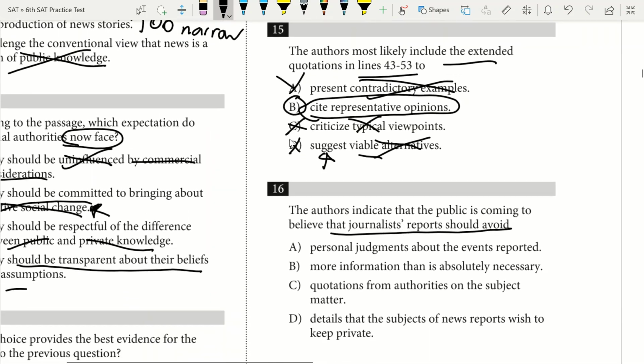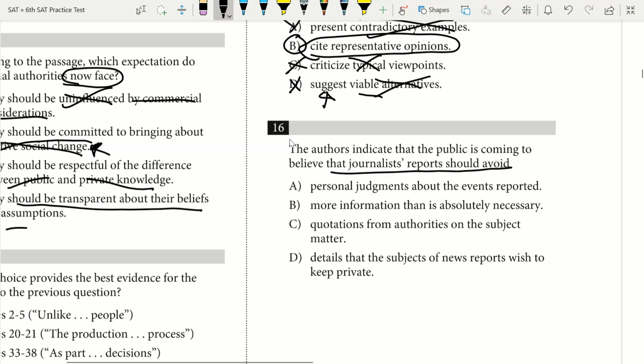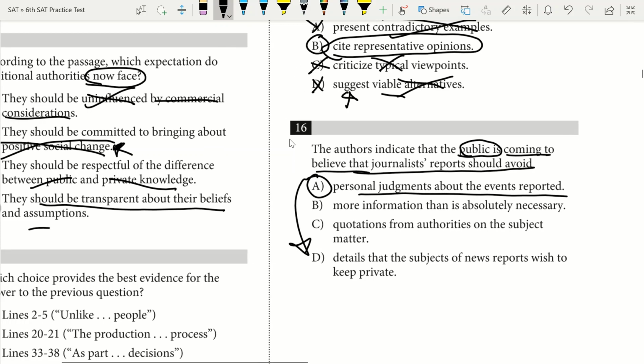That's where we talk about the journalist reports, right? How the public is believing about them, what they think should come. Let's just run through our answer choices and I'll find which one's right real quick. So we have A, personal judgments about the events reported. Yes, right? They're saying that those personal judgments from those reporters should not be included in their stories, right? So they're indicating that the public is coming to believe journalist reports should avoid personal judgments about the events reported. Okay, they don't want those personal judgments.